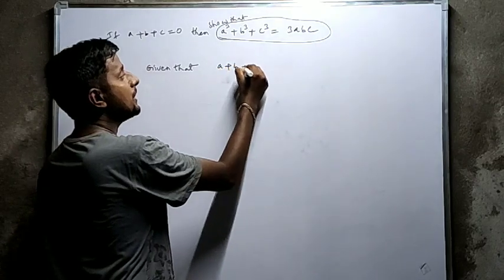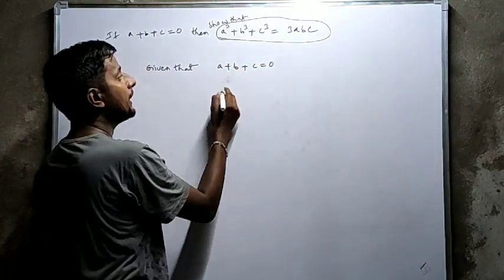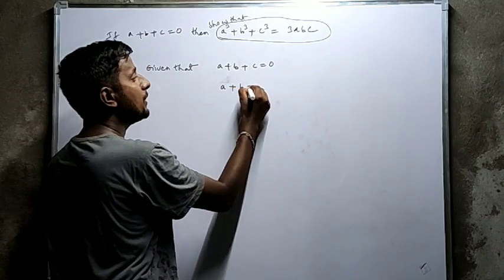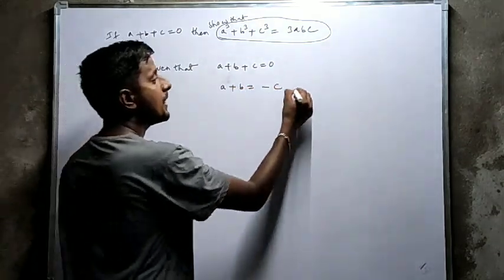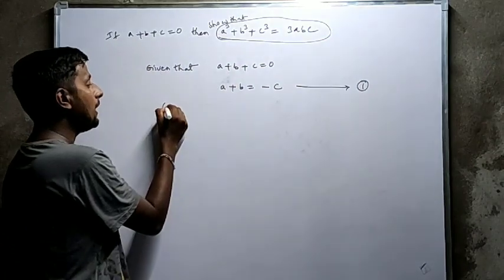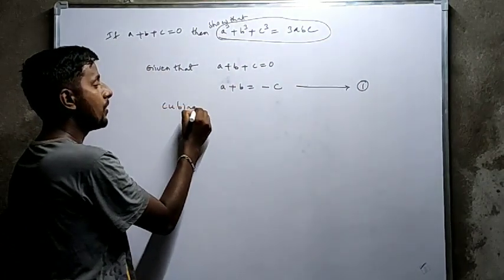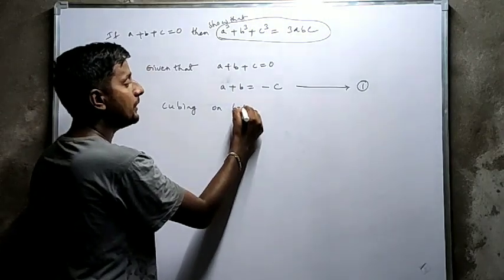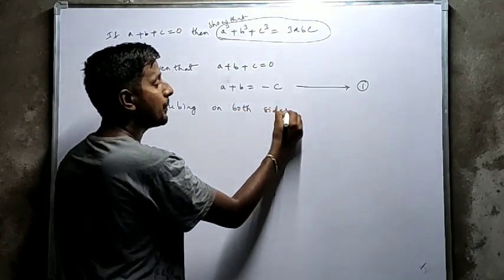If a plus b plus c is equal to 0, then what will I write? I'll write a plus b is equal to minus c. This is our equation 1. Now what will I write? Cubing on both sides. Apply the cube on both sides.